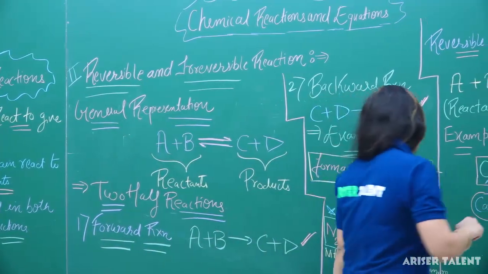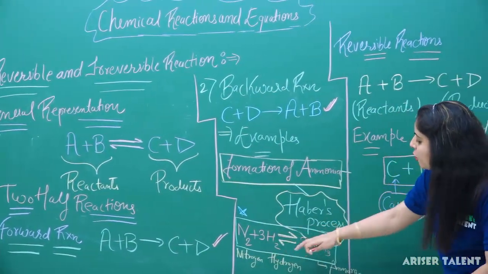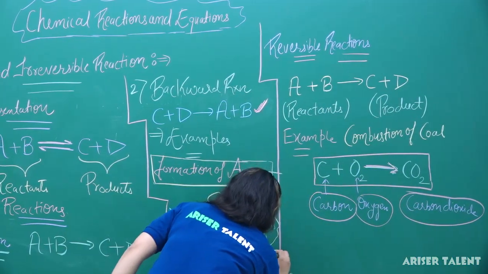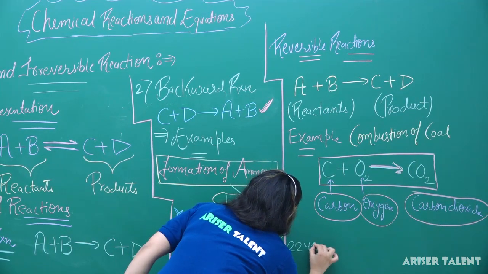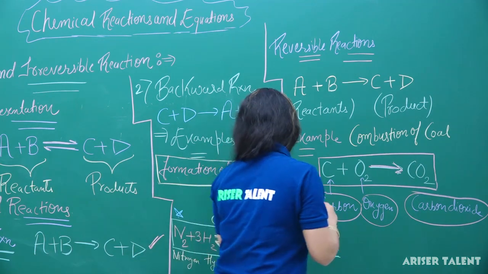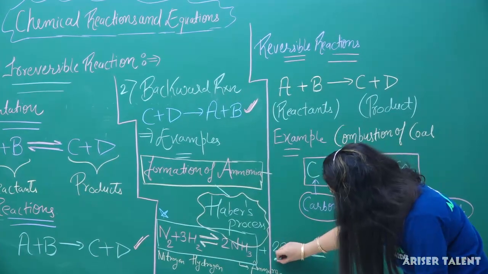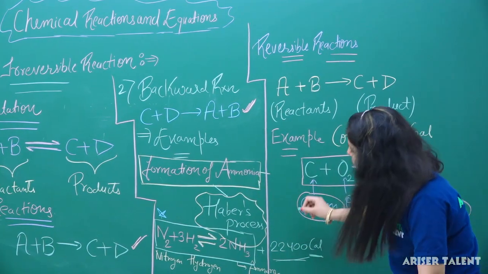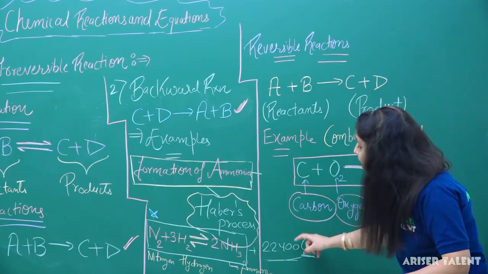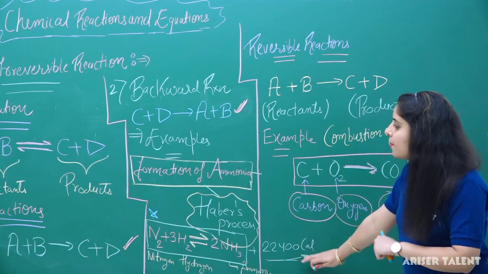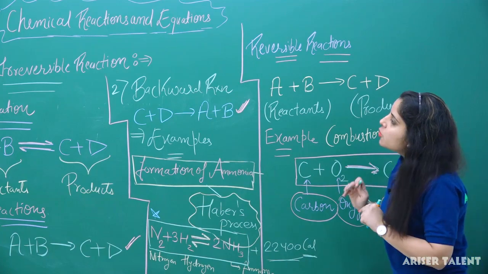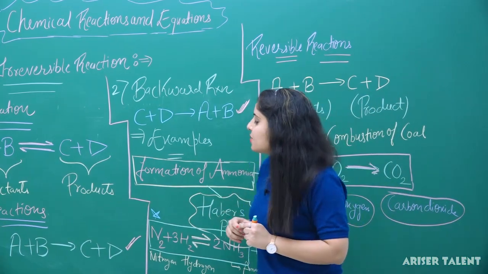One more point to be noted is that in the reaction of N2 plus 3H2, heat is liberated, and the heat liberated will be 22,400 calorie. So this much amount of heat is liberated in the process, and the processes in which heat is given out are generally known as exothermic reactions. So this is the amount of heat liberated in the formation of ammonia. So it is all about the reversible reactions we have discussed.